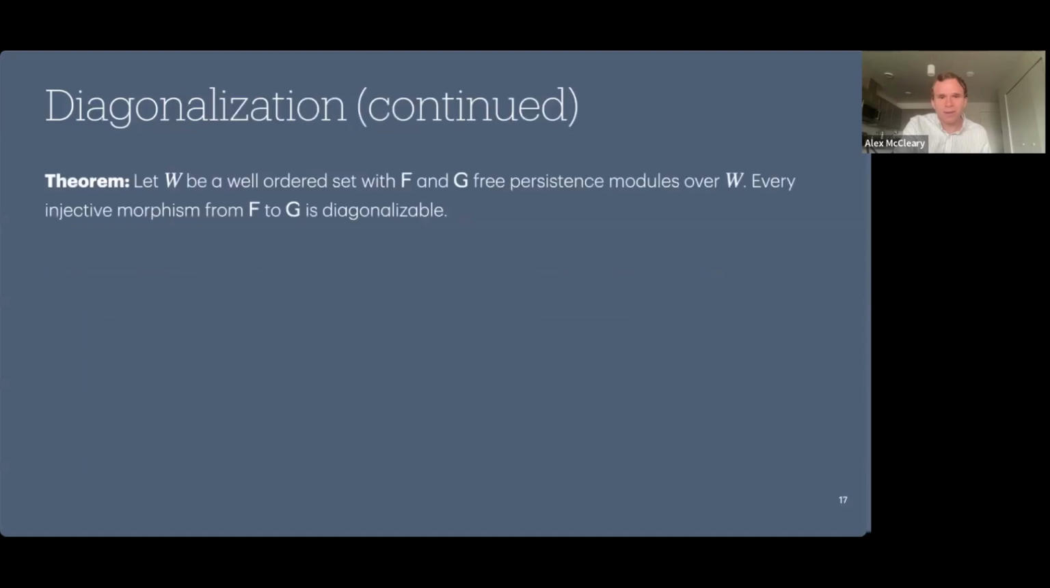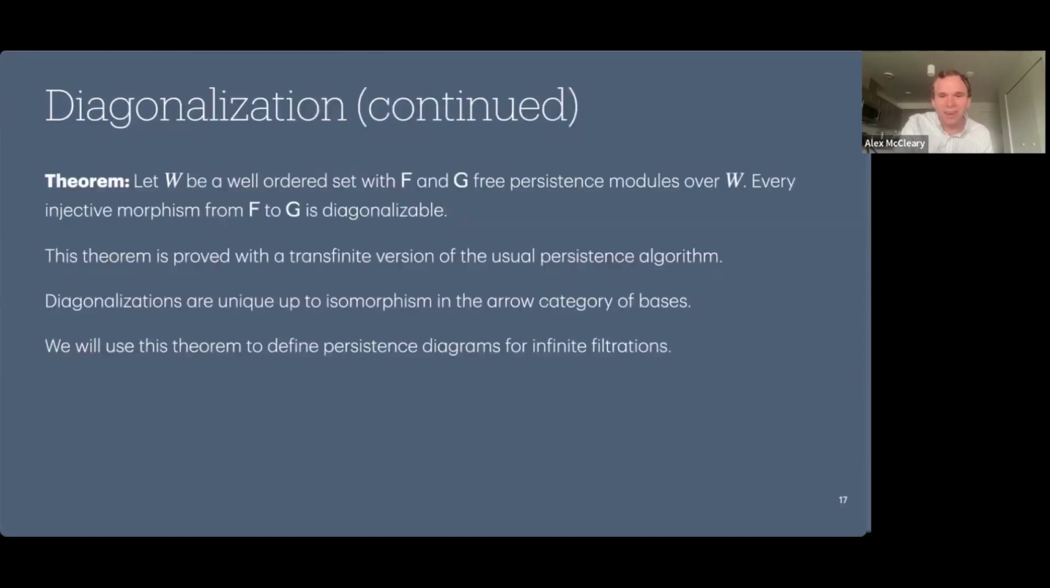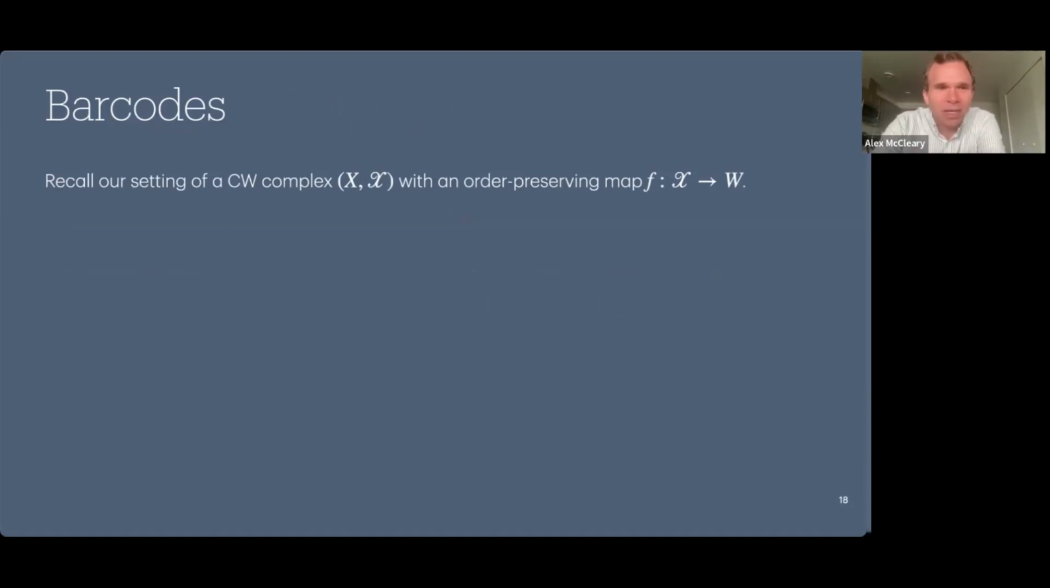Well, I don't know why I used the word persistence diagrams there. Barcodes is what I'm using here. But let's go back to our setting: we have this CW complex, script X. We have an order preserving map F from script X into W.